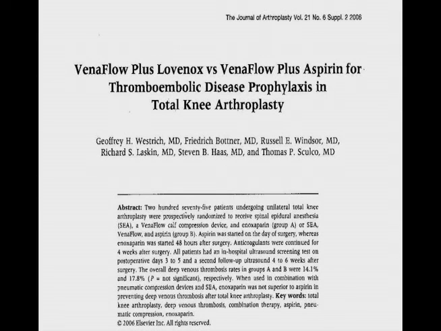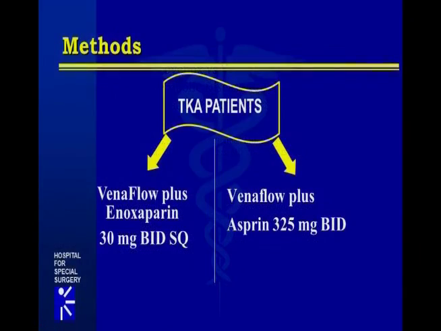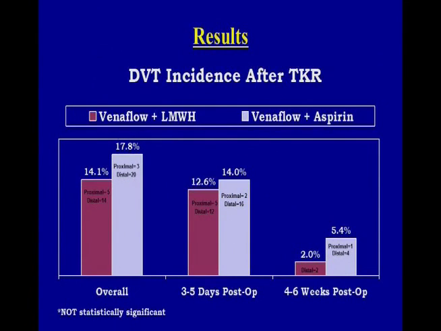This particular study took knee replacement patients and randomized them to receive VenaFlow plus low molecular weight heparin, 30 milligrams twice a day, or VenaFlow with aspirin, 325 milligrams twice a day. And what we found was no statistically significant difference adding the low molecular weight heparin compared to the aspirin. The DVT rate was approximately 14% with the group utilizing the VenaFlow and low molecular weight heparin and 17.8% in the group utilizing VenaFlow plus aspirin, and this was not statistically significant.